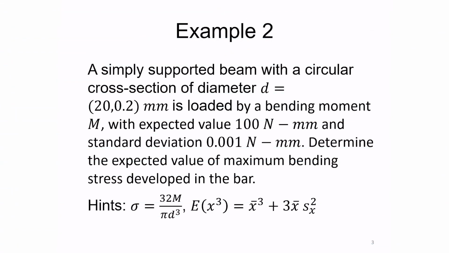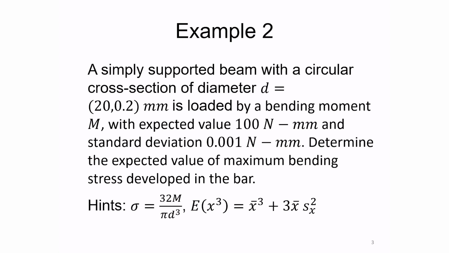So in the second example, we have a simply supported beam with a circular cross section. The diameter is statistically distributed. Mean value is 20 millimeters. Standard deviation is 0.2 millimeters. And it's loaded by a bending moment, M, that's also statistically distributed with a mean value of 100 Newton millimeter and a standard deviation of 0.001 Newton millimeter. And we are asked to determine the expected value of maximum bending stress developed in the bar. And we're given two hints.